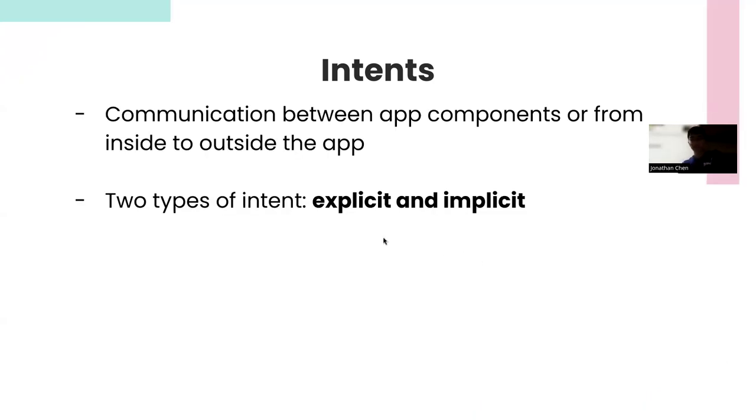So intents are basically one of the ways we can communicate within our app and outside of our app. Right now we haven't had any way to navigate to different screens. We've only been working with one screen, and that's not very good if you want to build something actually useful. So what you're going to use is something called an intent. It defines communication between app components or from inside to outside the app. And there are two types: explicit and implicit.